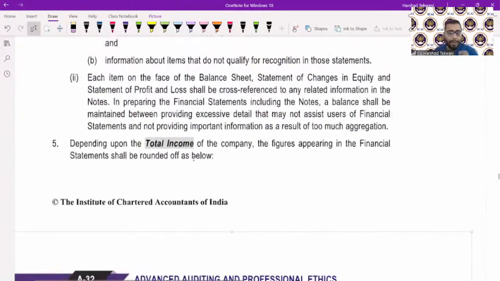I'm talking about the amendment over here, because the words were something different before. If you see point number 5, which talks about rounding off, when you are required to round off the figures. Earlier, as per the requirement, the rounding off criteria was based on my revenue. Now that requirement has been changed, or there is an amendment in that particular requirement.